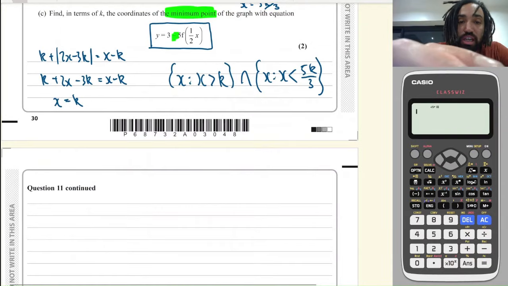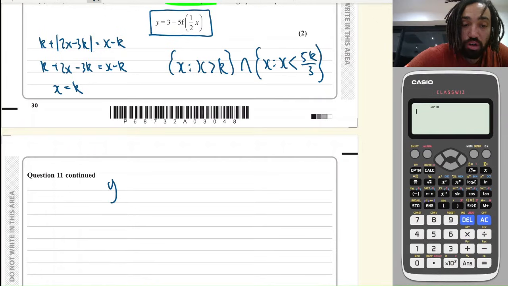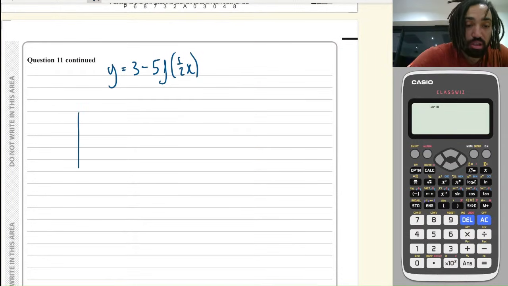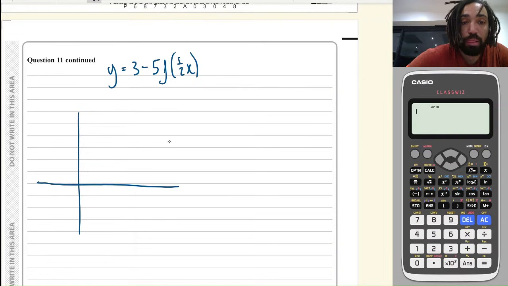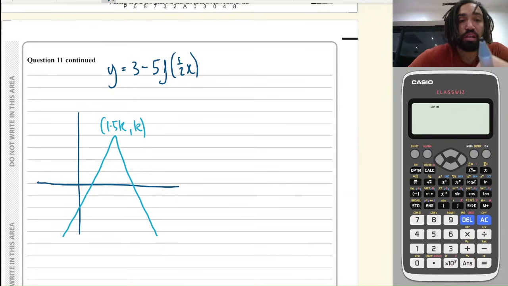So let's look at what each bit of this graph transformation does step by step and see what happens to the minimum point at each step. So at the moment, if I just redraw the graph, we have the point, roughly speaking, here, and that was at 1.5k, comma k. Okay, I'm going to start first with the f of a half x.